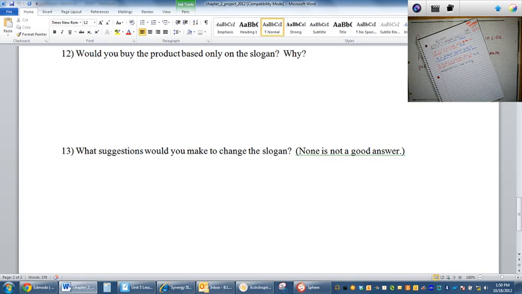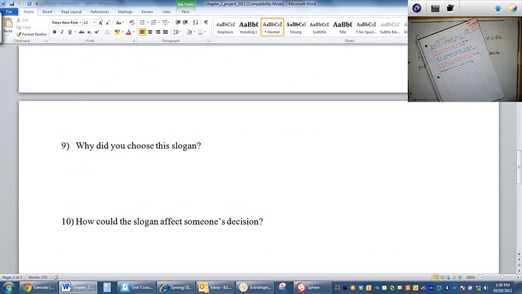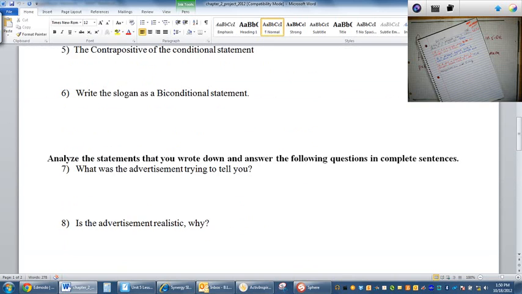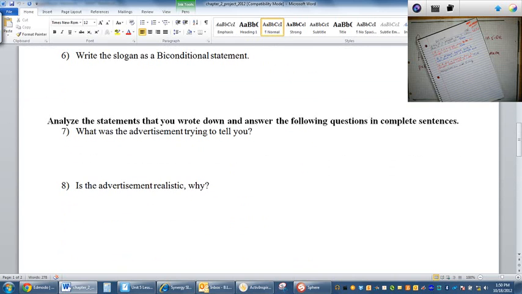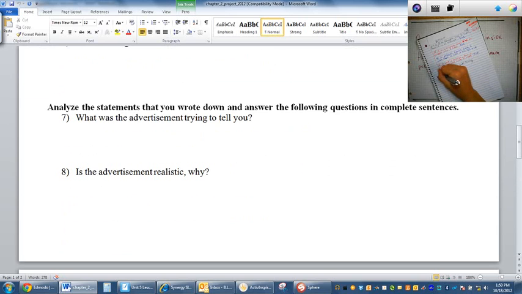This is worth 5% of your grade. Let me be very clear. To get an A on this, I want a paragraph for each one of them, which is not that much. Not for the individual statements, as you would not write a paragraph there. So for what was the advertisement trying to tell me, I would want you to write 3 or 4 sentences about what it was trying to tell you. I don't think this is that much to ask.